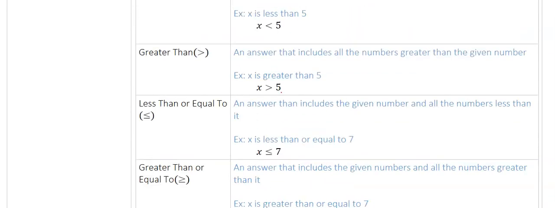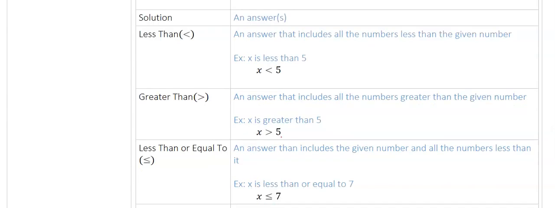For less than, we use this symbol right here. And when we have the less than sign, it's an answer that includes all the numbers less than the given number. So an example right here, we have x is less than 5. Our next inequality symbol is greater than. And this is an answer that includes all numbers greater than the given number. So right here we have x is greater than 5.